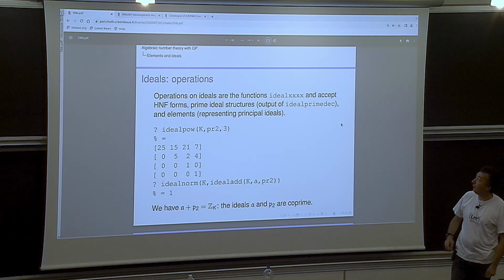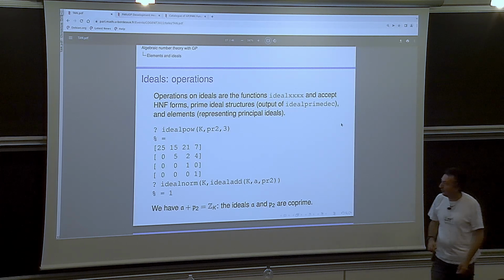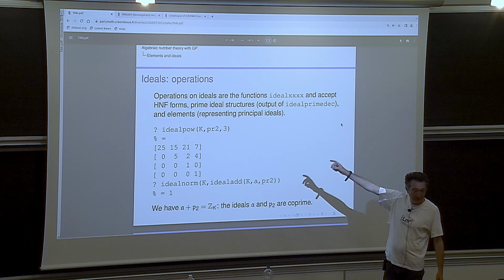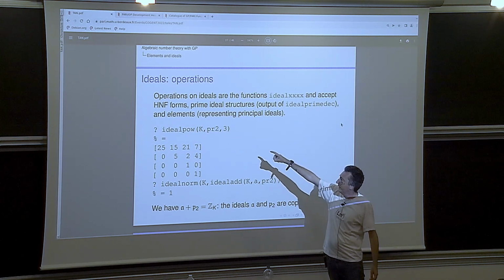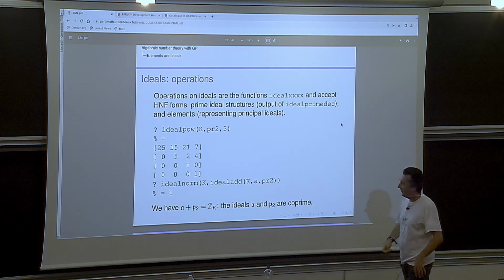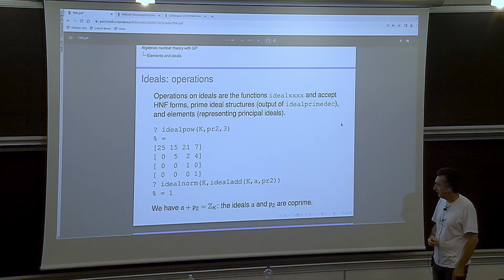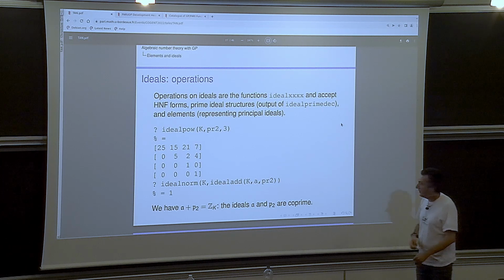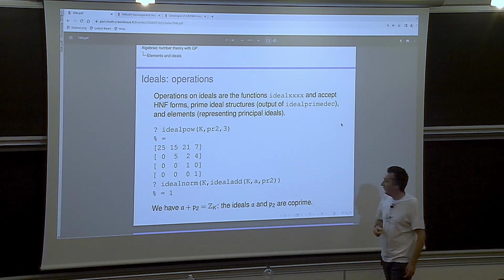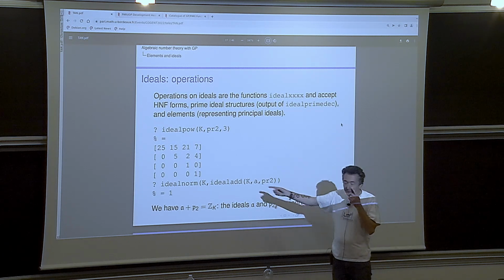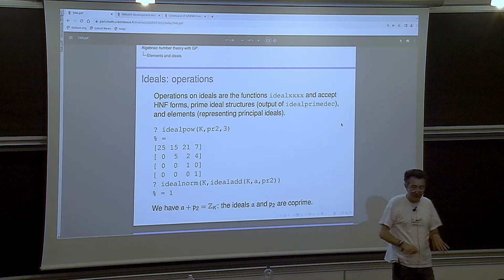So we have functions for operations on ideals, for example multiplication or powering or addition. For example, if you want the cube of the ideal PR2, you can do this. This is the HNF basis. You can do addition of ideals. So here we get the norm is 1, so actually it's the principal ideal that we get. So the ideals are coprime.